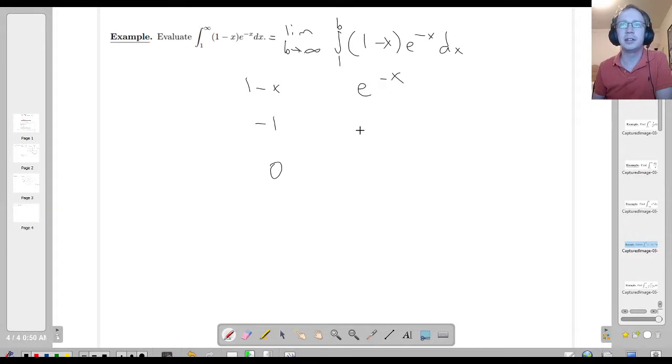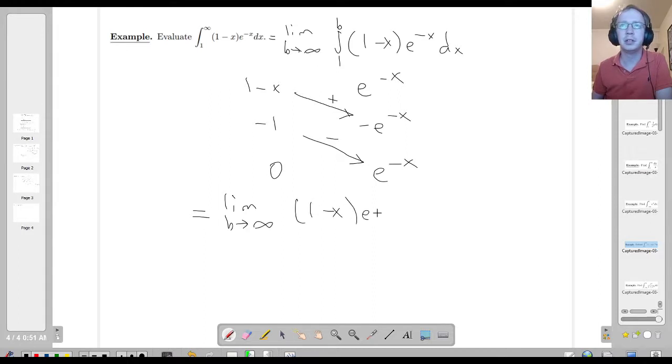And then on the right, I take integrals. So the integral of e to the negative x is negative e to the negative x, and the integral of that is e to the negative x. So now I'm going to draw in my arrows, starting with a plus and then alternating. So it looks like the answer to this integral is going to be 1 minus x times negative e to the negative x minus negative 1 times e to the negative x.